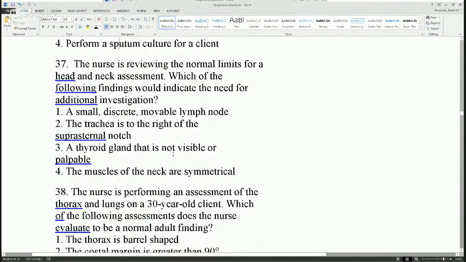Christy! The nurse is reviewing the normal limits for a head and neck assessment. Which of the following findings would indicate the need for additional investigation? Two. The trachea should be midline at the suprasternal notch. It may be normal to feel a small, discrete, movable lymph node. It is clinically insignificant. The thyroid gland should not be visible or palpable, and the muscles should be symmetrical.